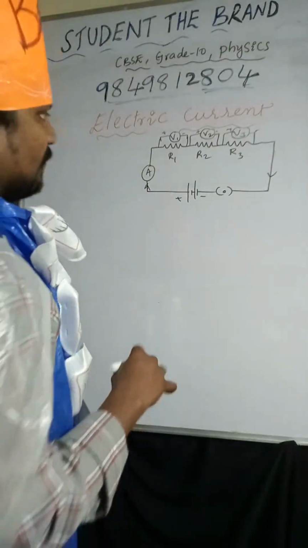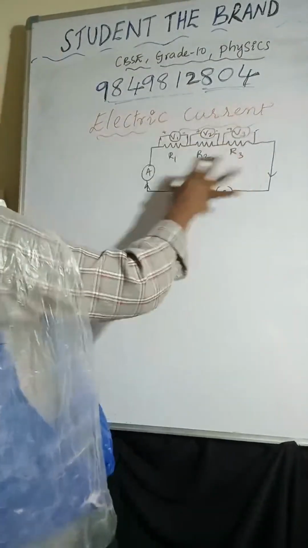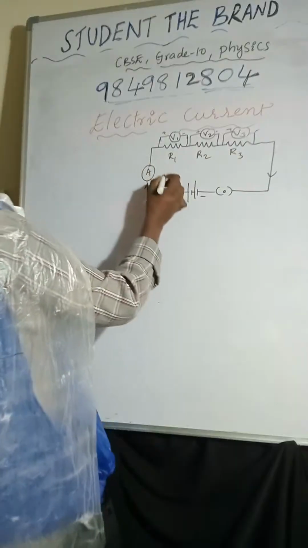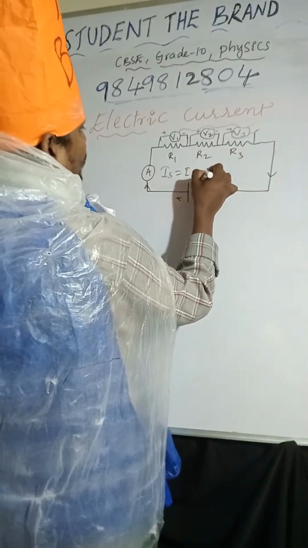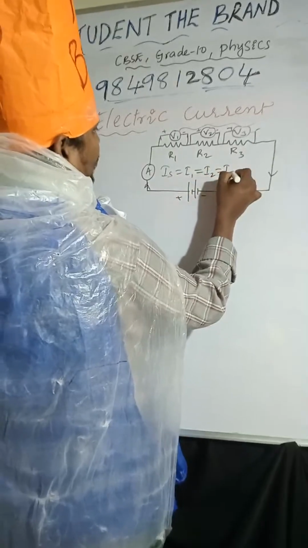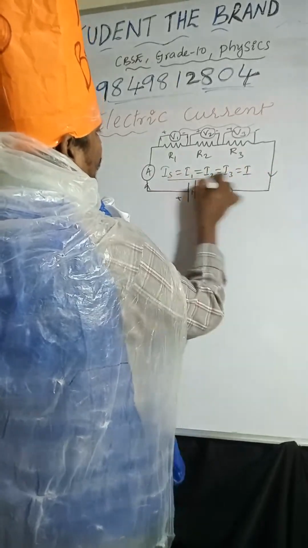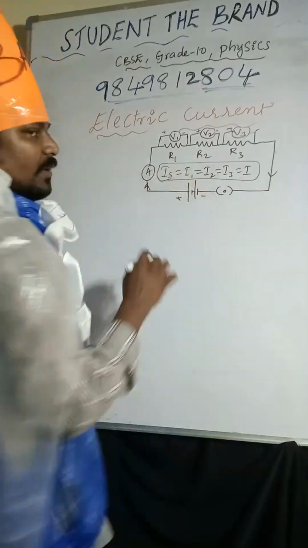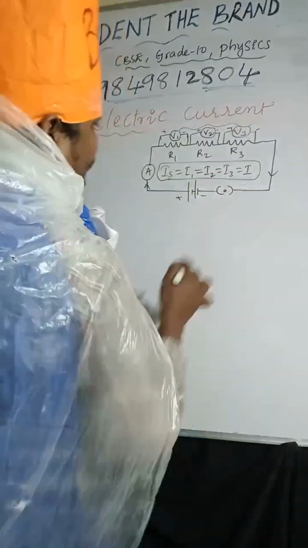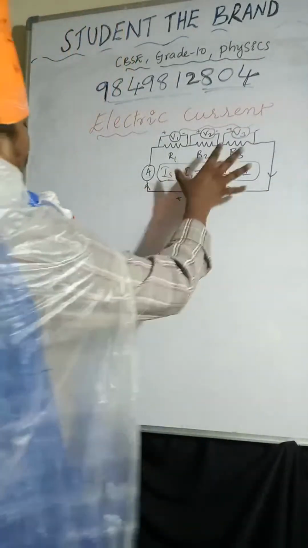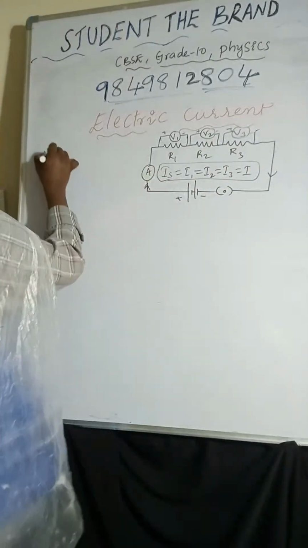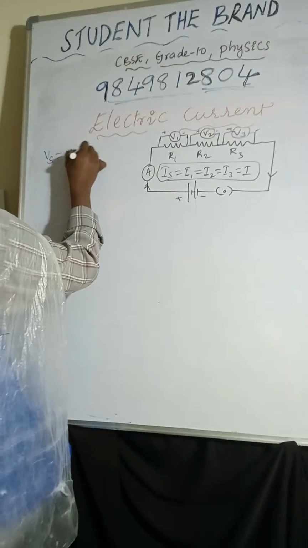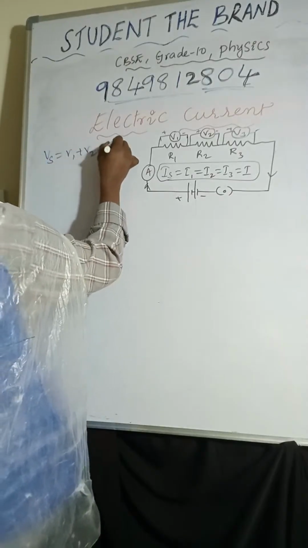So in the circuit, the entire circuit current is the same: I1 equals I2 equals I3 equals I. But the potential difference is different. So Vs equals V1 plus V2 plus V3.